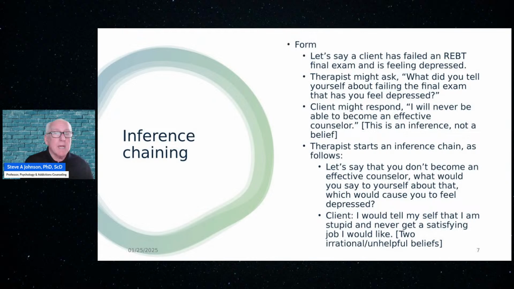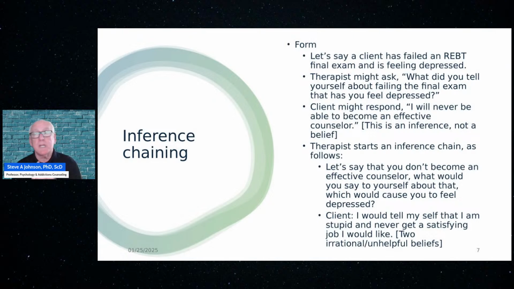Or is that a global negative evaluation of themselves? No. Or others? No. Life? No. The world? No. If they said, I will never be able to become an effective counselor and the world will be utterly devoid of meaning, okay, now we've got a belief. But they didn't say anything like that. So once we have this inference, then we kick into what we call the inference chain.